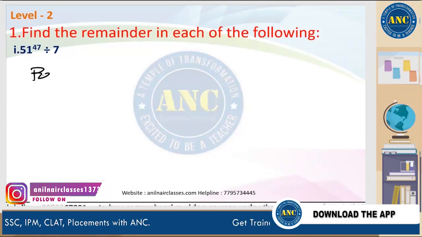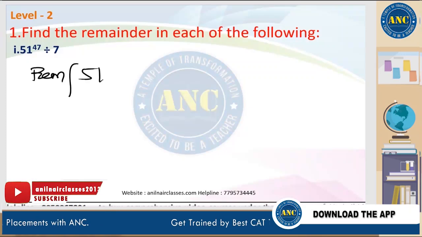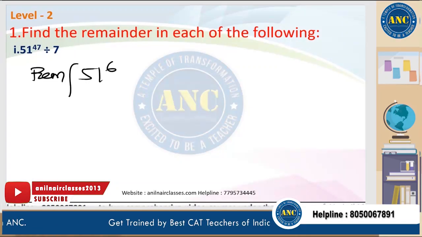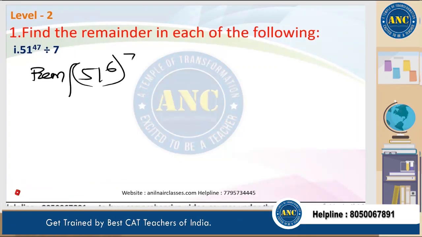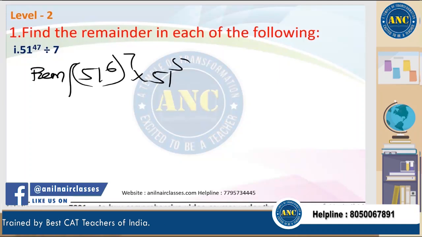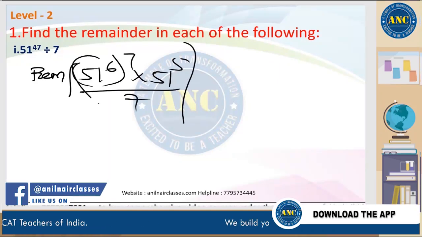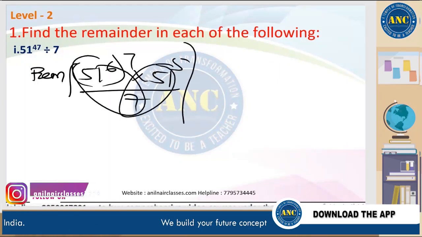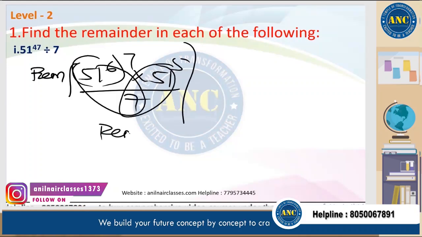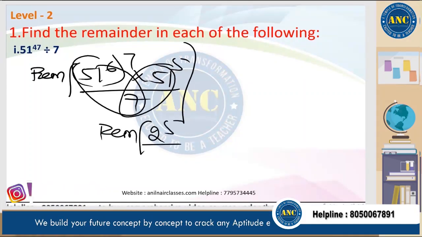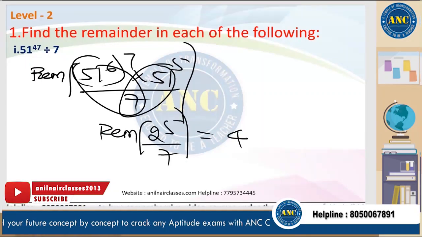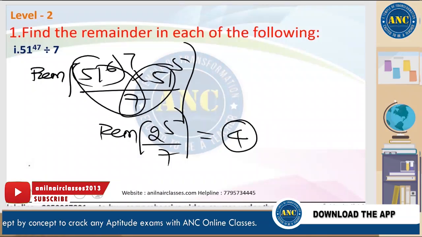I think this is a practice question for you. 51 power 47. 51: 6 sevens are 42, so 51 power 5 divided by 7. Let us not waste time. 7 sevens are 49, remainder 2. So 2 power 5 divided by 7. 32 by 7: 7 fours are 28, remainder 4.